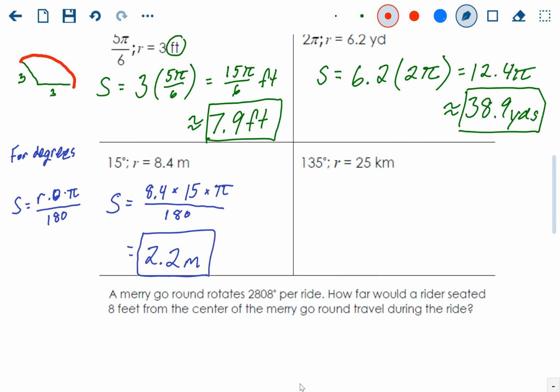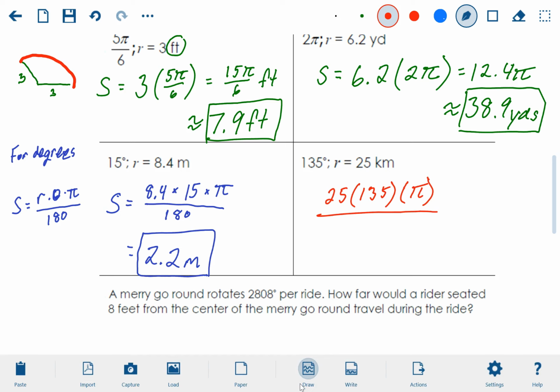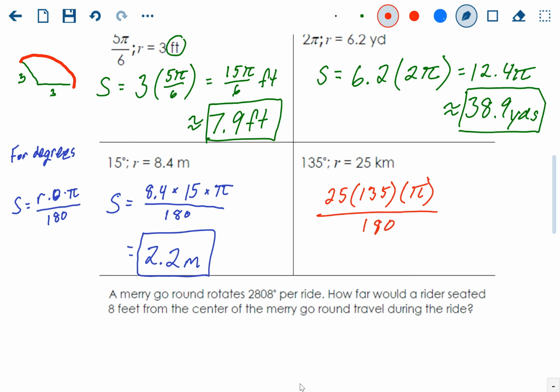All right, and then this last one, it's in degrees again, 135. So you're going to take the radius times the degree measure times pi all over 180. And you should get, again, just all in the calculator, 58.9 kilometers.